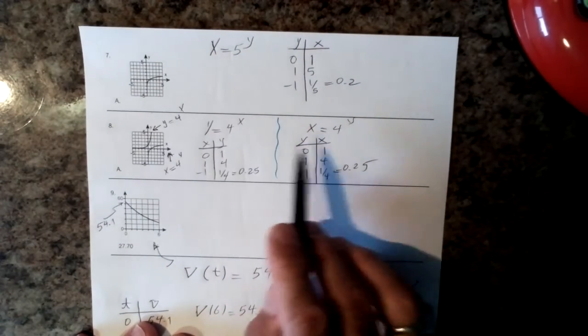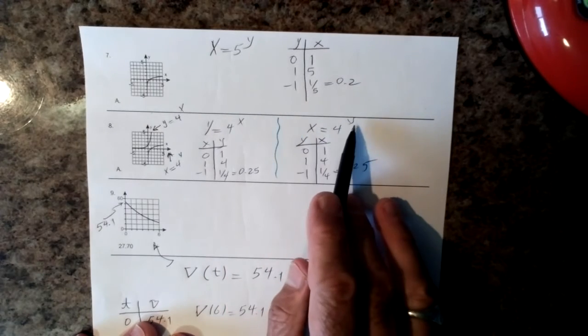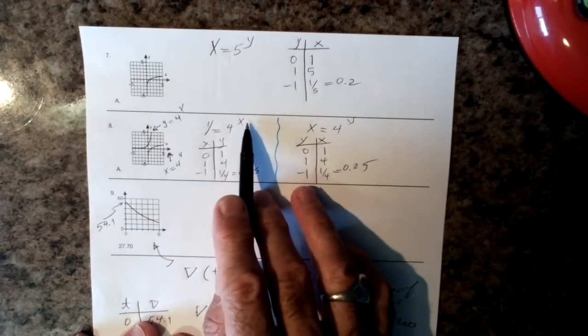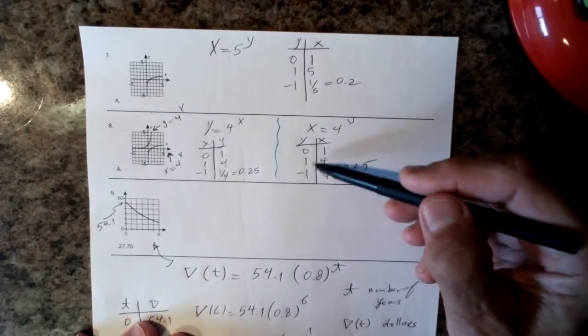This problem has 2 different problems. One is 4 to the power of x, one is 4 to the power of y. So you see there are 2 graphs, 4 to the power of x. So I start putting some numbers for x. Here, some numbers for y.